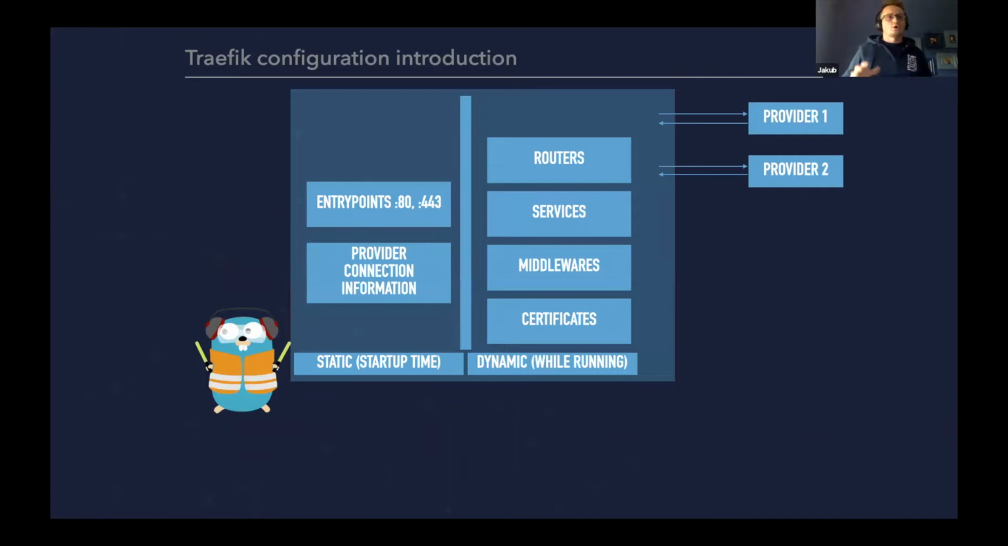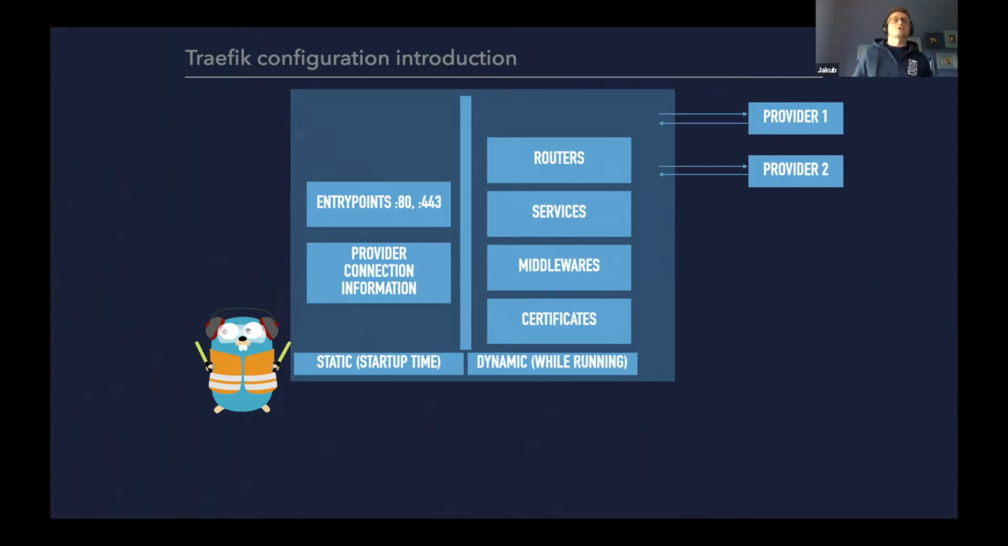Let me briefly show you what the configuration looks like. It refers to both version 1 and version 2. From my perspective, it's important to understand that we have two types of configuration. One of them is the static configuration that allows you to create entry points and define the providers. A provider can be Kubernetes, Docker Swarm, or let's say a file. And those things cannot be changed without restarting Traefik, because they are loaded at startup time and then cannot be changed.